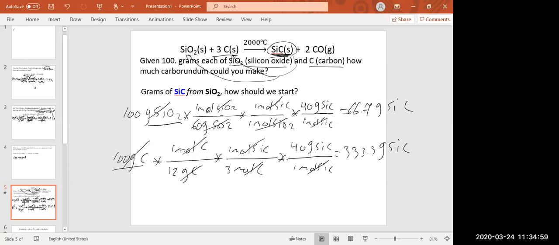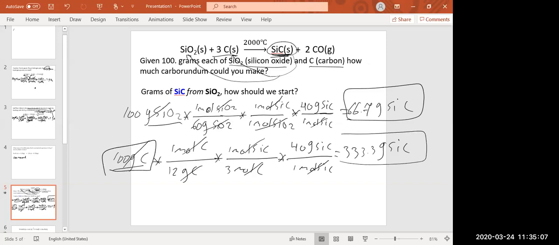Now look at here. The 100 gram SiO2 gives you 66.7 gram SiC. The 100 gram of carbon gives you 333.3 gram SiC. How much will it form? What do you think, guys? Here, we will go with the limiting reactant. Which one is the limiting reactant? It is the one that will give you the lowest yield. Which one is the lowest amount yield?